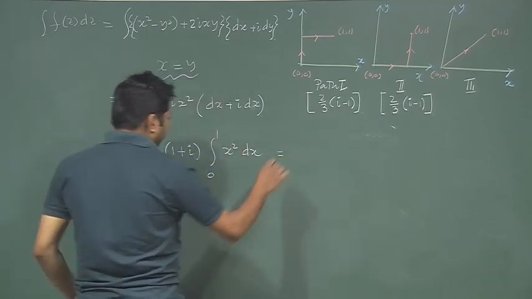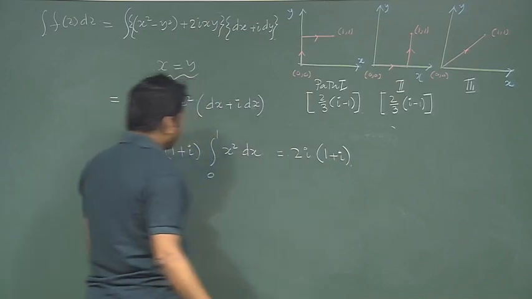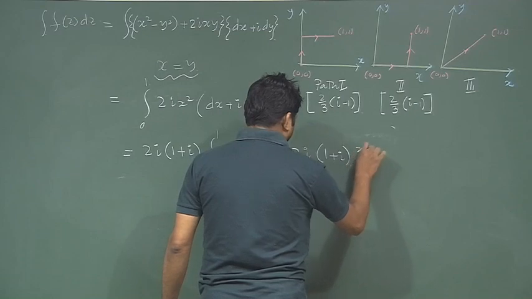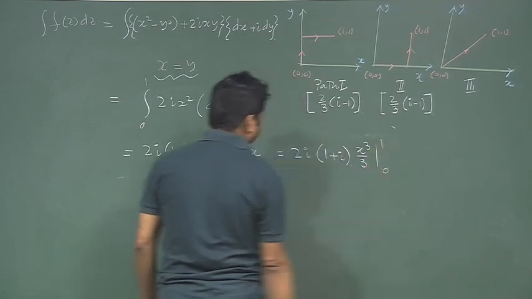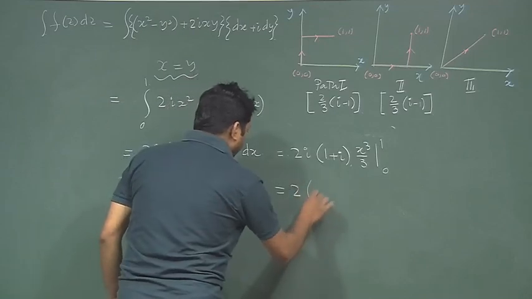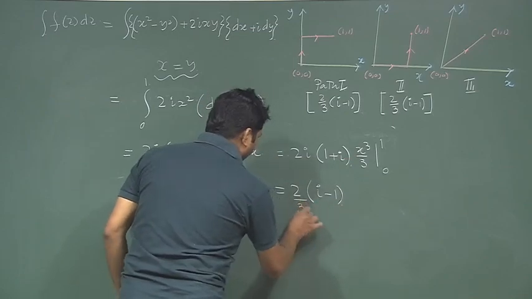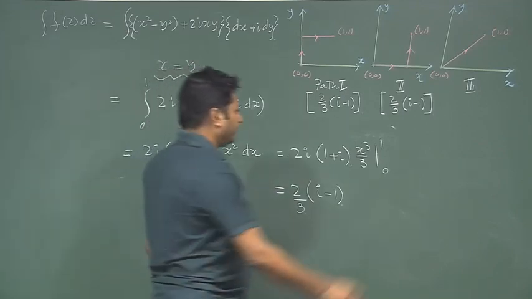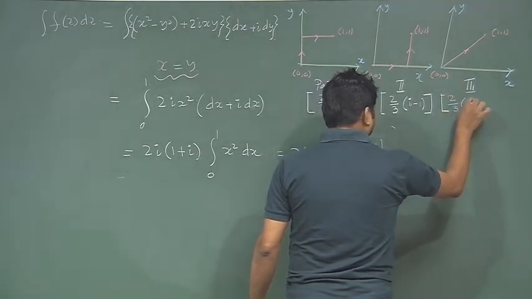So, it will be 2i times 1 plus i, and the integral of x square from 0 to 1 is x cube by 3, 0 to 1. If I put that, it is 2 i times 1 plus i, which is i minus 1 when multiplied inside, and if I put the limit, it will be 1 by 3. So, it will be 2 divided by 3 times this quantity. Again I am having the same value. So, my final for this path is also 2 by 3 i minus 1.